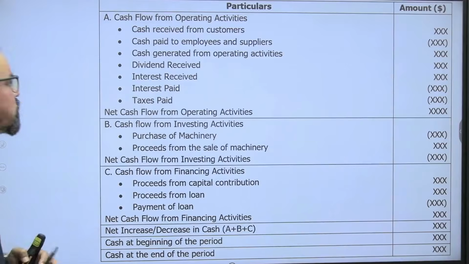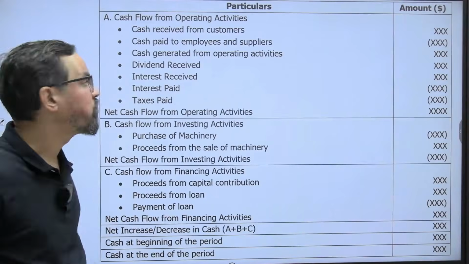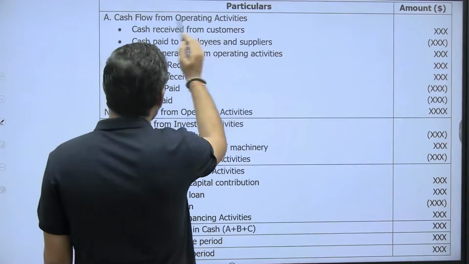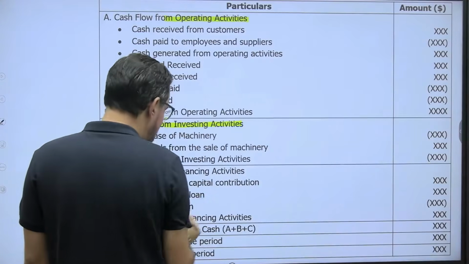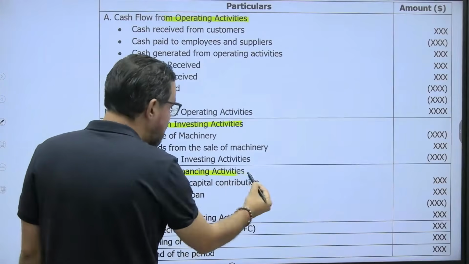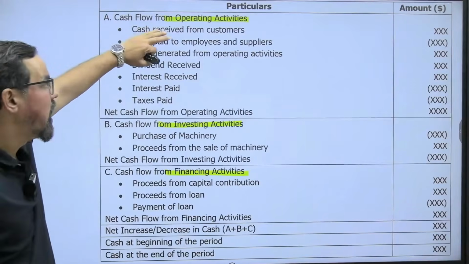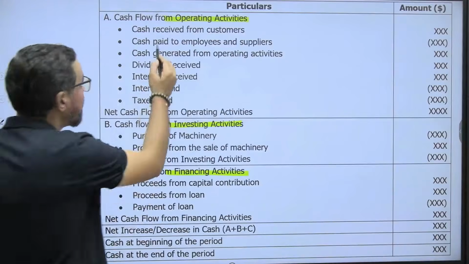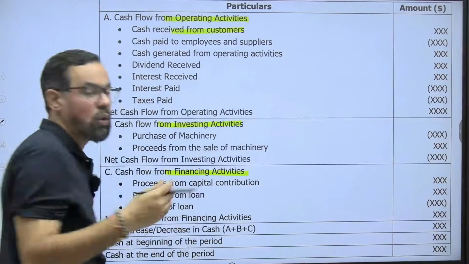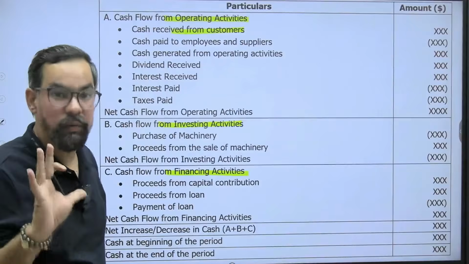So when it comes to this, the format is going to help you. Actually, this is a kind of format for how we need to prepare the cash flow statements. We have three types of activities. One is your operating activities. Operating activities are the core revenue generating activities of the business.